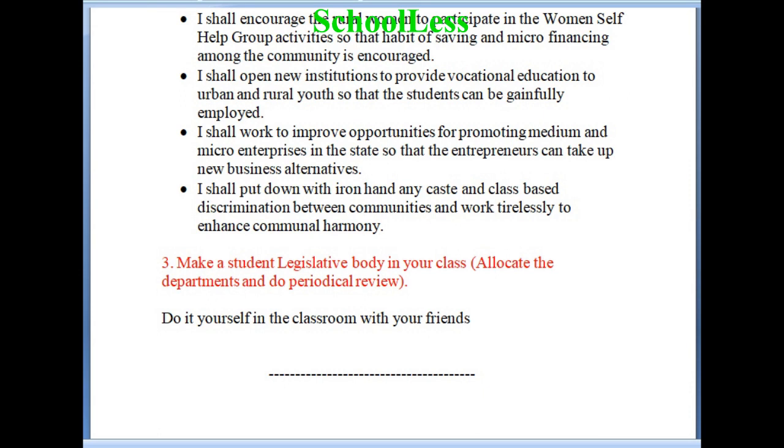And of the ruling party, say, assume that there is one chief minister and there are 5 ministers, and you conduct a mock session in which the chief minister, ministers, and ruling party MLAs and the opposition party MLAs interact with each other regarding the working of the various departments. So this can be attempted within your class with your class friends.